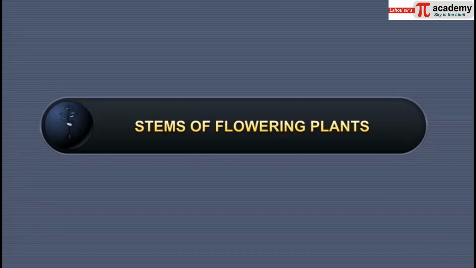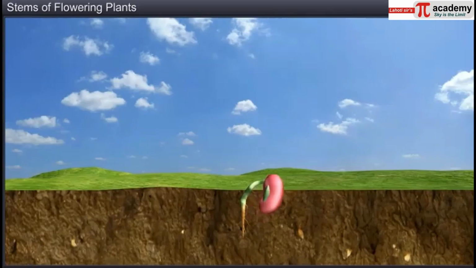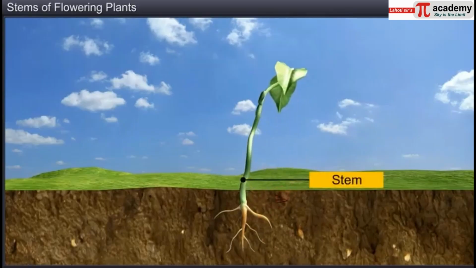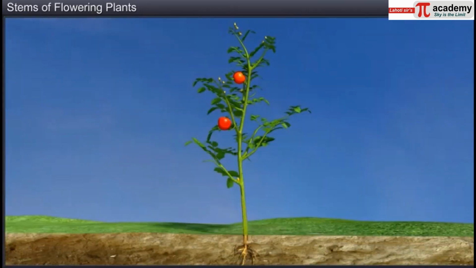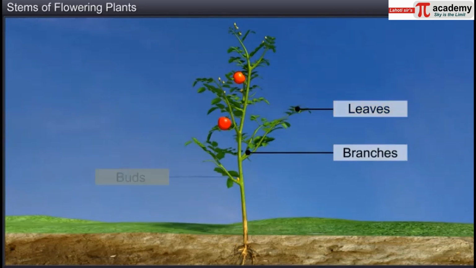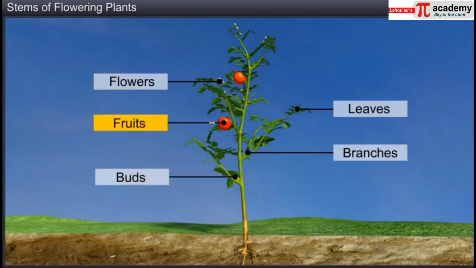In this module, you will learn about the stems of flowering plants. A stem is a plant organ that develops from the plumule of a germinating seed. It is the main axis or stalk of a plant. It is usually green in color when young and slowly turns brown. The stem bears branches, leaves, buds, flowers, and fruits.